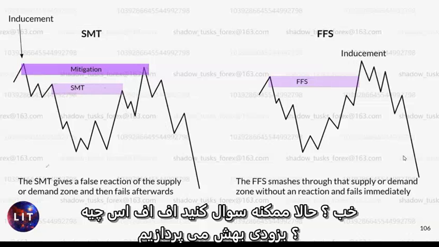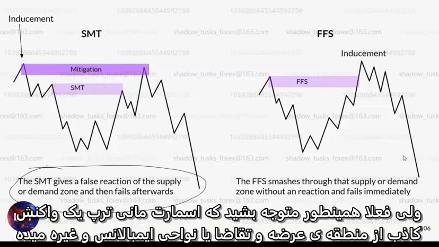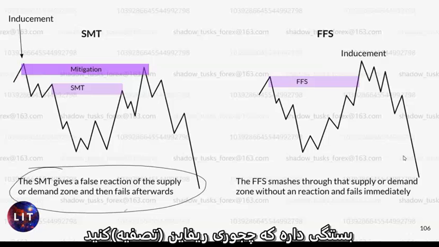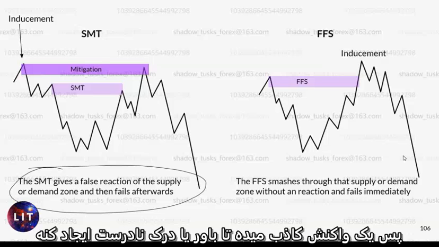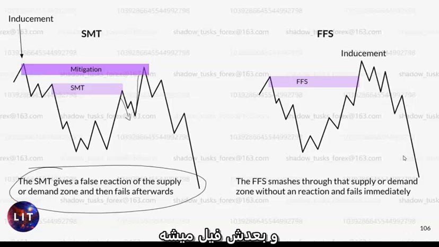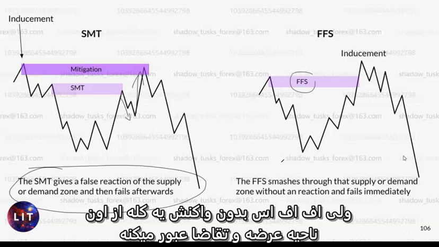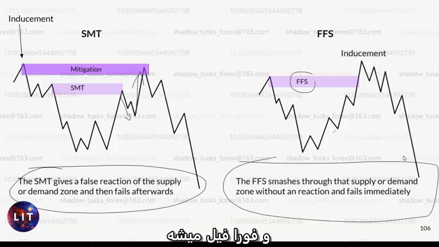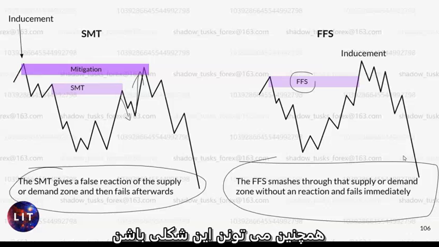But now I understand the smart money trap gives a false reaction of the supply and demand zone or the imbalance zones, depending on how you refine them, and then fails afterwards. So it gives a false reaction to build the false belief, the false understanding, and then fails afterwards. The FFS smashes through that supply and demand area without a reaction and fails immediately. Okay, so we have different variations. It can look also like this.